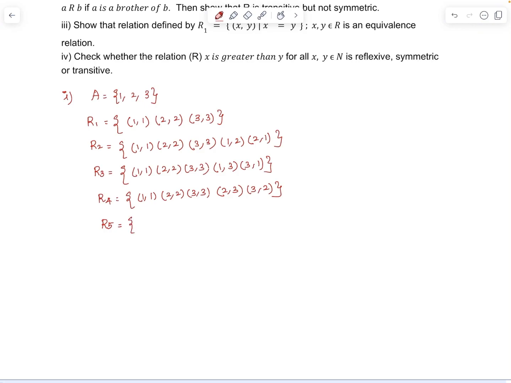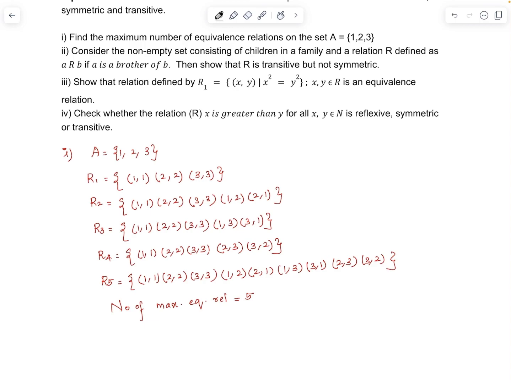Next one is R5. (1,1), (2,2), (3,3) to make it reflexive. And let's bring in all the other ordered pairs that we have put in R2, R3, R4. So this becomes another equivalence relation. So the number of maximum equivalence relations is equal to 5.